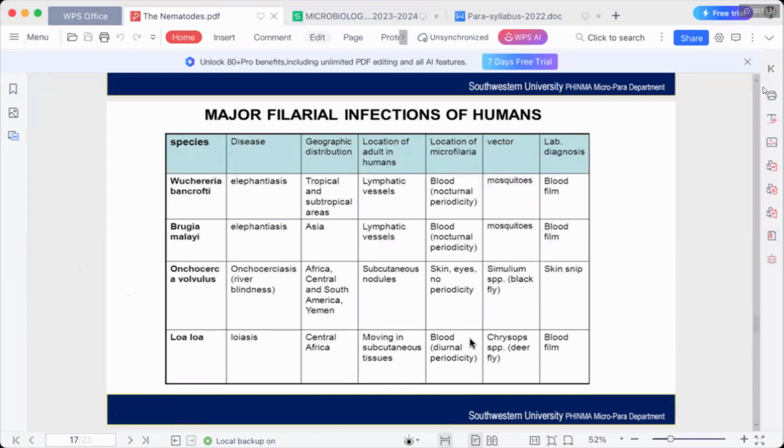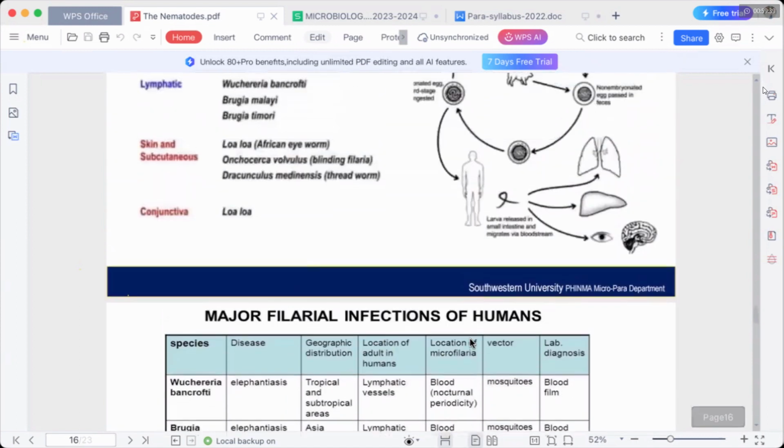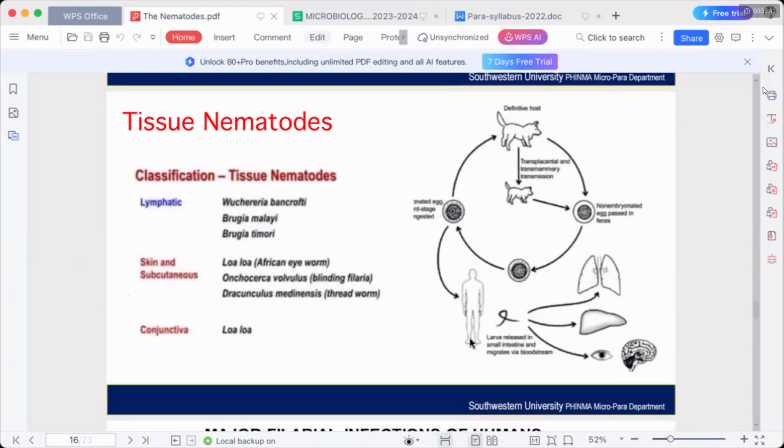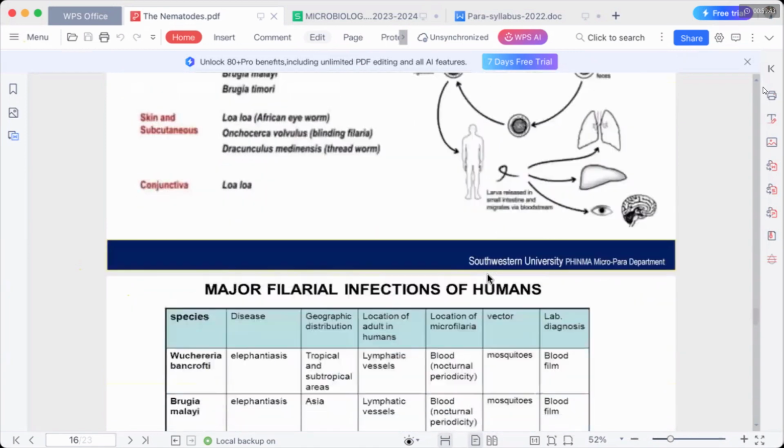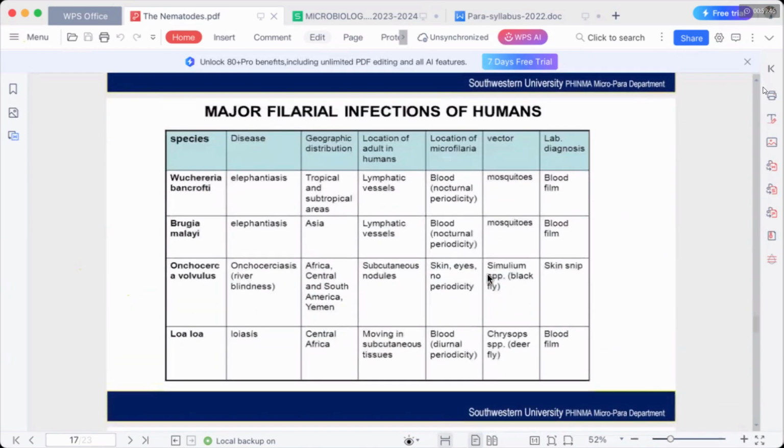Then there's a vector involved. So remember, when you study tissue nematodes, do not forget that they need a vector. The vector for your Wuchereria is the mosquito. And for the lab diagnosis, you have a blood film. Not the stool, you need a blood film or slide to diagnose.